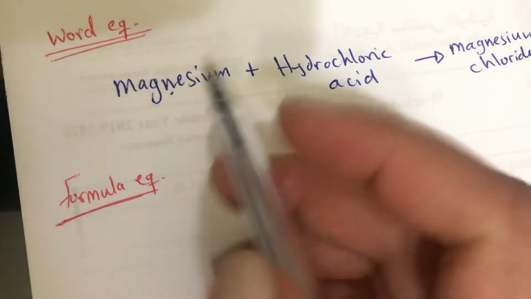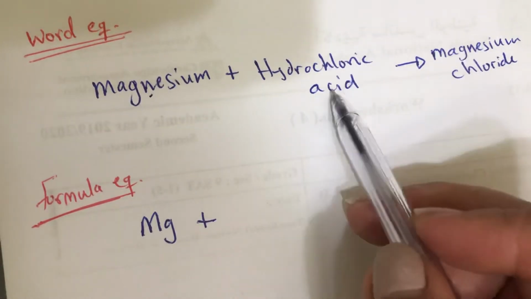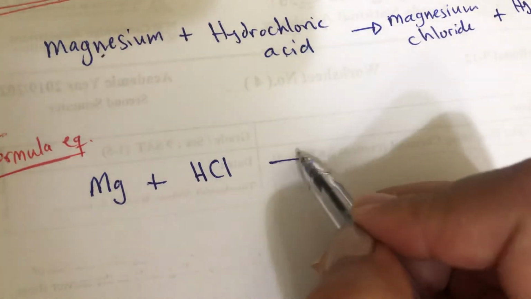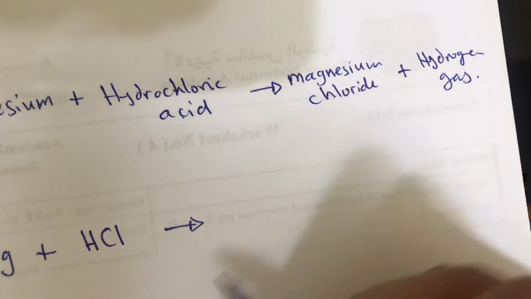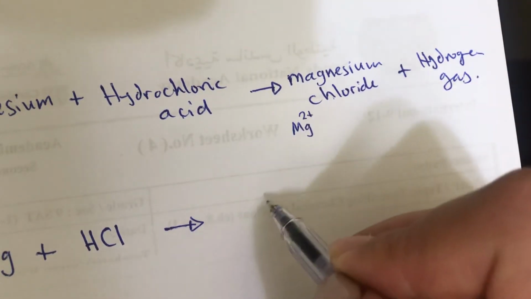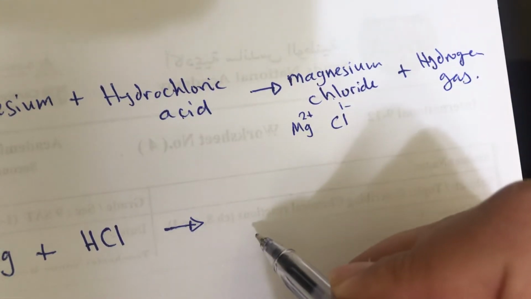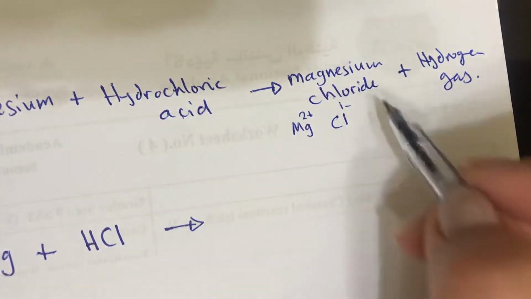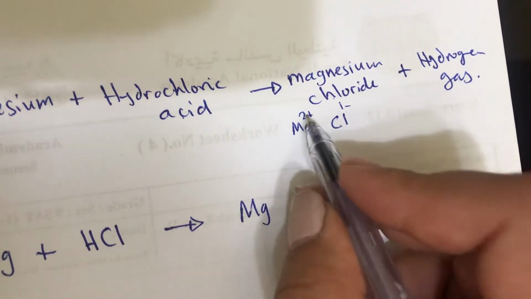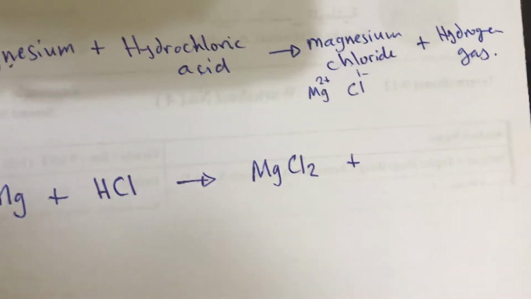What is the symbol for magnesium? It's Mg, plus hydrochloric acid, HCl, to produce magnesium chloride. Magnesium, the symbol Mg, is in group 2, so positive 2, and chlorine is in group 7 in the periodic table, so negative 1. So what is the formula of magnesium chloride? Mg by 1, so Mg, and Cl by 2, Cl2, plus hydrogen gas.